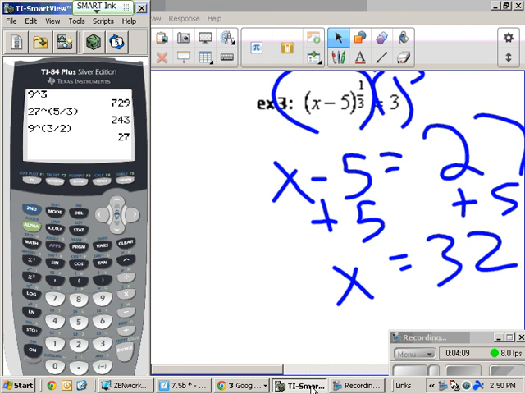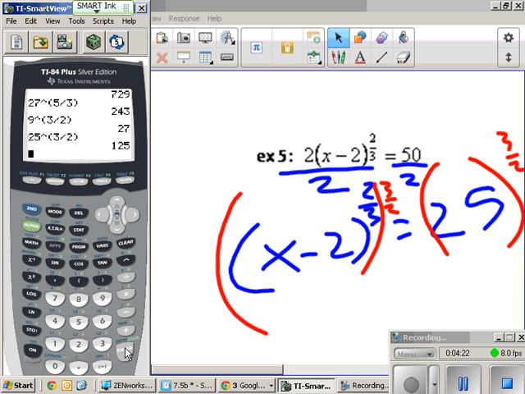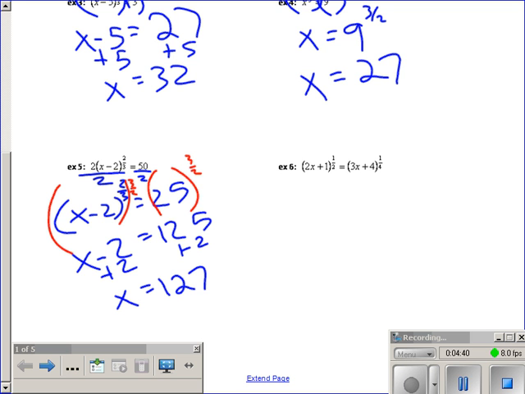So we were looking at 25. So for this problem, we're taking 25 to the 3/2 power. And that gives us 125. So x minus 2 equals 125, and we're not done. So we have to add 2 to both sides, so x equals 127.